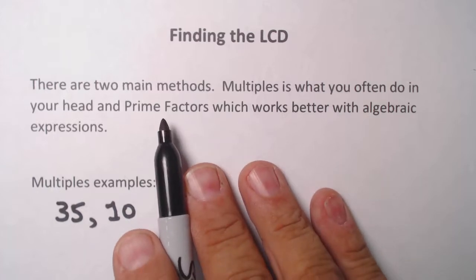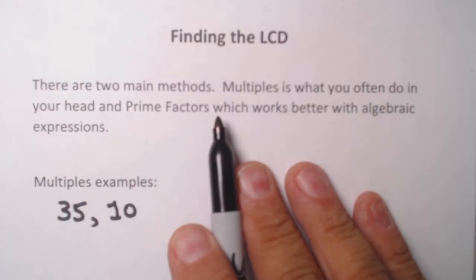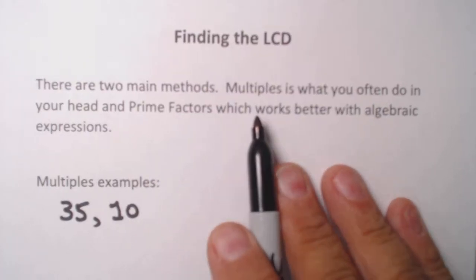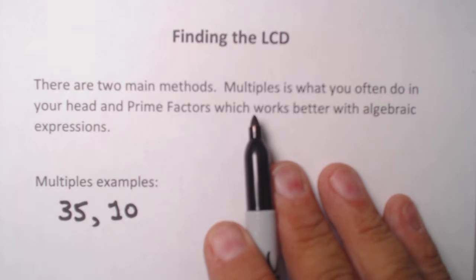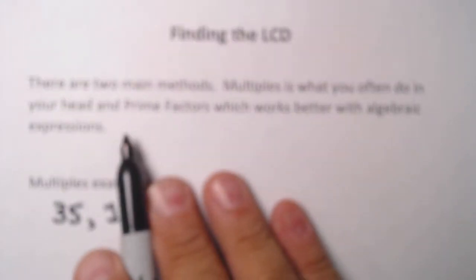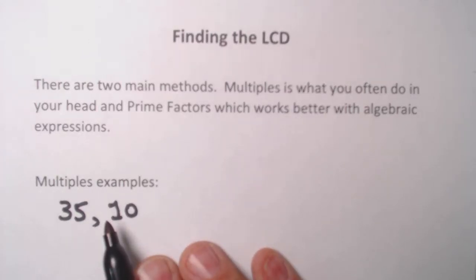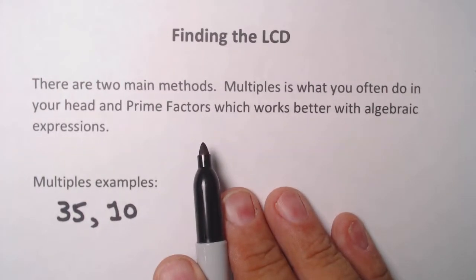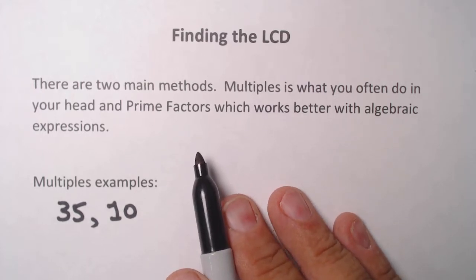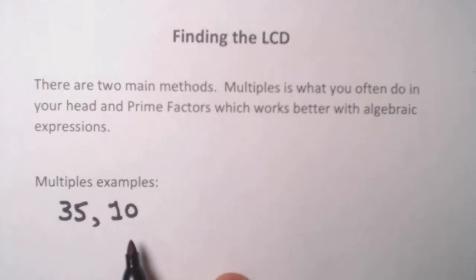And speaking about the methods, there are two main ones that are used here. One of them is the multiples method, and that's what you often do in your head, and I'll show you how you work this out on paper here. And then there's one called the prime factors method, which works better when you've got algebraic expressions. In other words, x's, y's, z's, things like that. Anyway, let's look at the first example here.